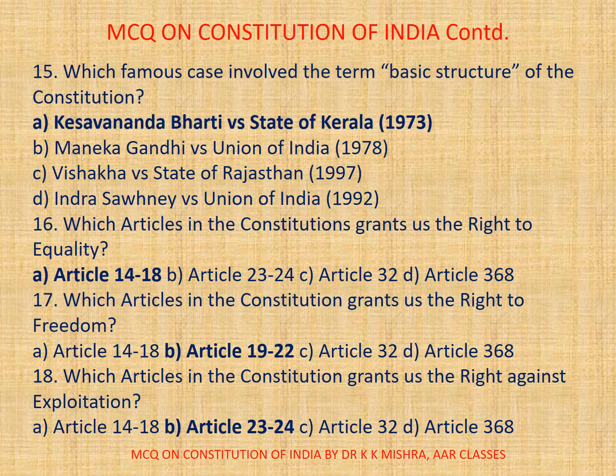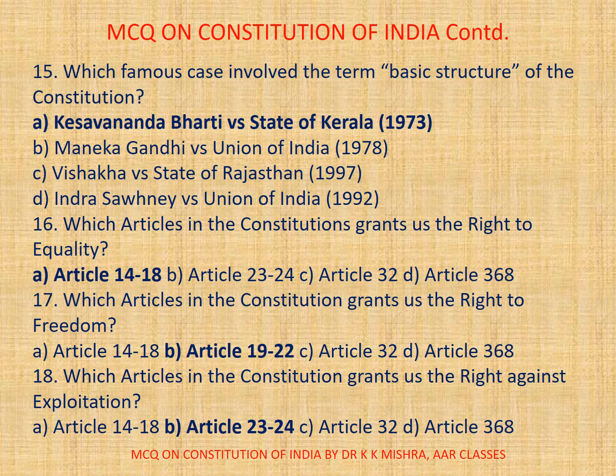Question number 16. Which articles in the Constitution grants us the right to equality? A. Article 14 to 18, B. Article 23 to 24, C. Article 32, D. Article 368. Correct option is A. Article 14 to 18. 17. Which articles in the Constitution grants us the right to freedom? A. Article 14 to 18, B. Article 19 to 22, C. Article 32, D. Article 368. Correct option is B. Article 19 to 22.